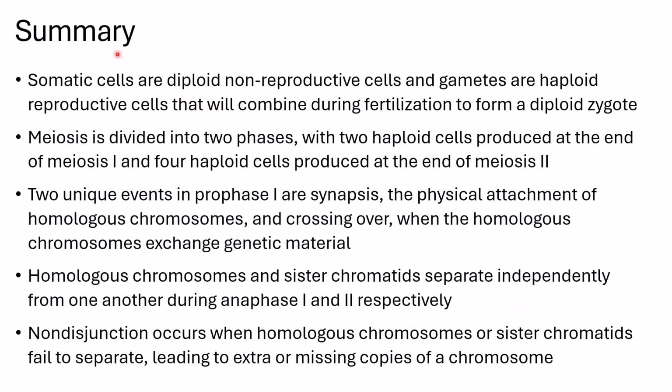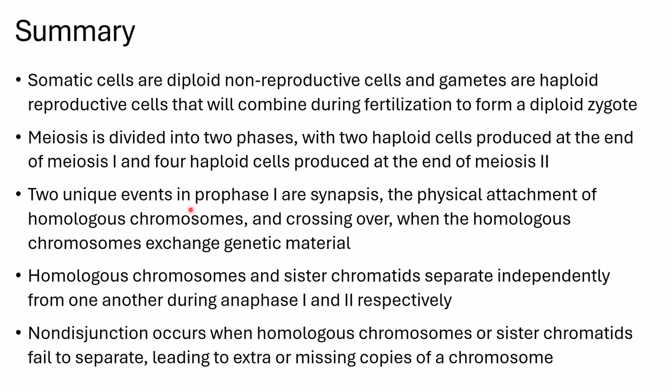In this video, we learned that somatic cells are diploid and non-reproductive cells, while gametes, like sperm and eggs, are haploid reproductive cells. A sperm and an egg will combine during the process of fertilization to form a diploid zygote. Meiosis is divided into 2 phases, with 2 haploid cells produced at the end of meiosis I and 4 haploid cells produced at the end of meiosis II.